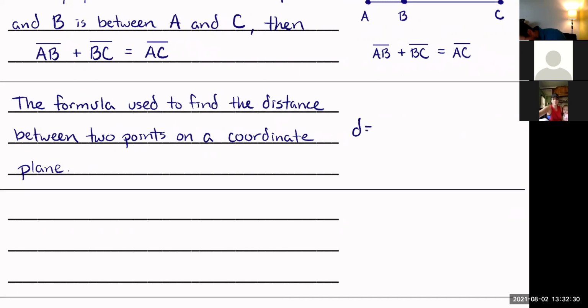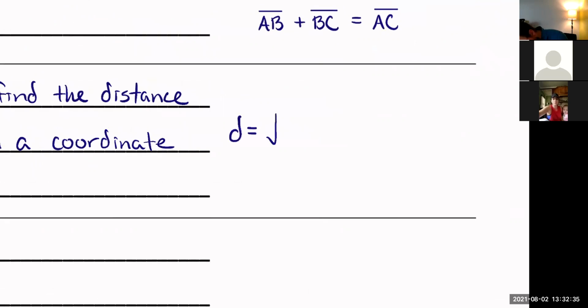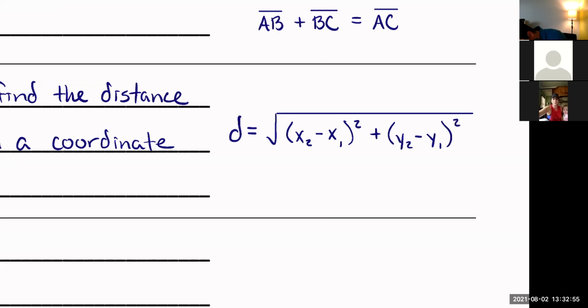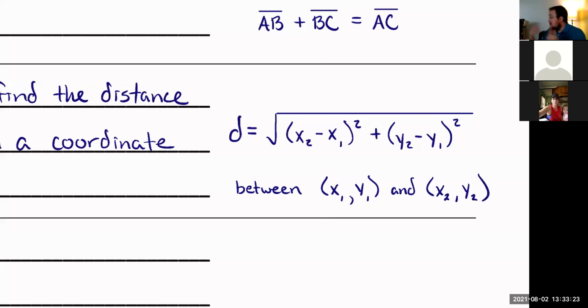So D, which is the distance, equals the square root, big square root, of x2 minus x1, that difference squared, plus y2 minus y1, that difference also squared. And that is between two ordered pairs, x1, y1, x2, y2. Which means if you're going to use the distance formula successfully, you are going to need to know their coordinates.